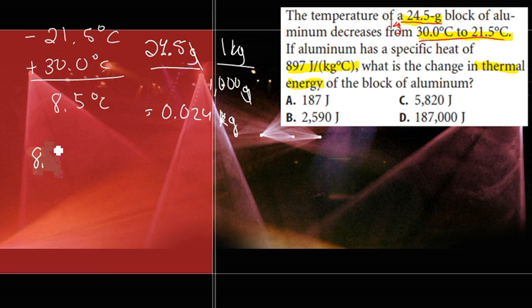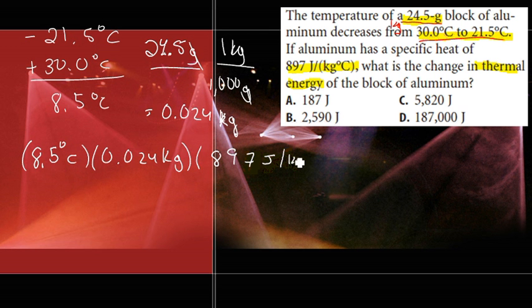So we know that we have a temperature change of 8.5 degrees Celsius. Multiply it by our total amount of the material, 24 thousandths of a kilogram. And we have to multiply it by the specific heat of this material, 897 joules per kilogram degrees Celsius. Now, let's double check our units. Our units should cancel out because we're looking for a total of joules. And we'll know if we did it correctly.